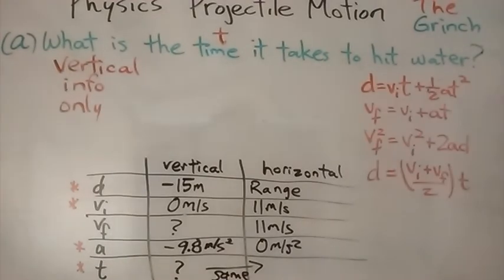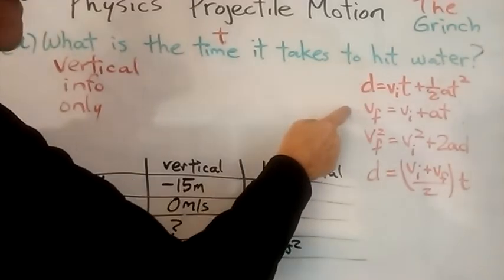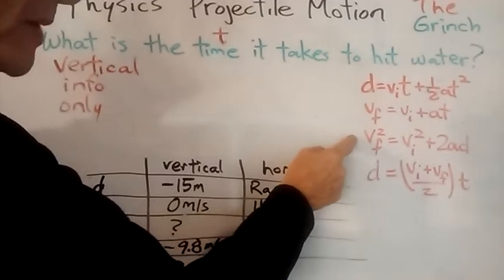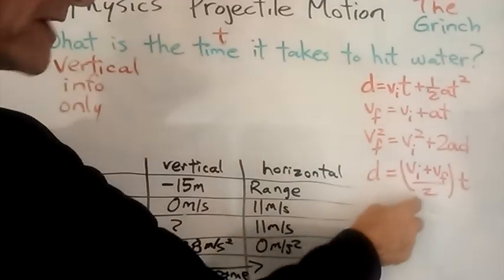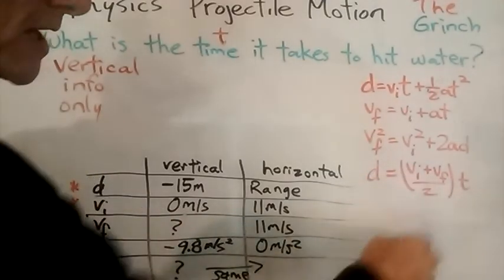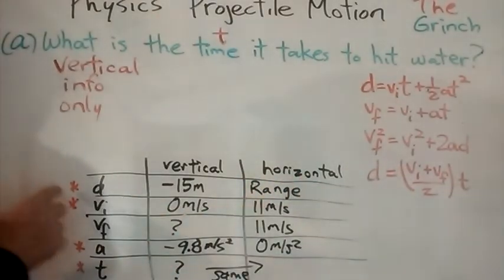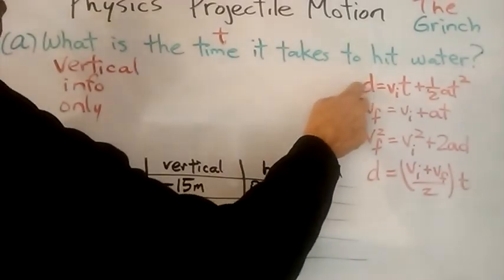On the board, we have the 4 equations of kinematics. D equals VIT plus 1/2 AT squared, VF equals VI plus AT, and VF squared equals VI squared plus 2AD. And lastly, D is equal to VI plus VF over 2, which is the average velocity times time. So we need an equation that has D, VI, A, and T in it. And the only one that has that is that one right there.